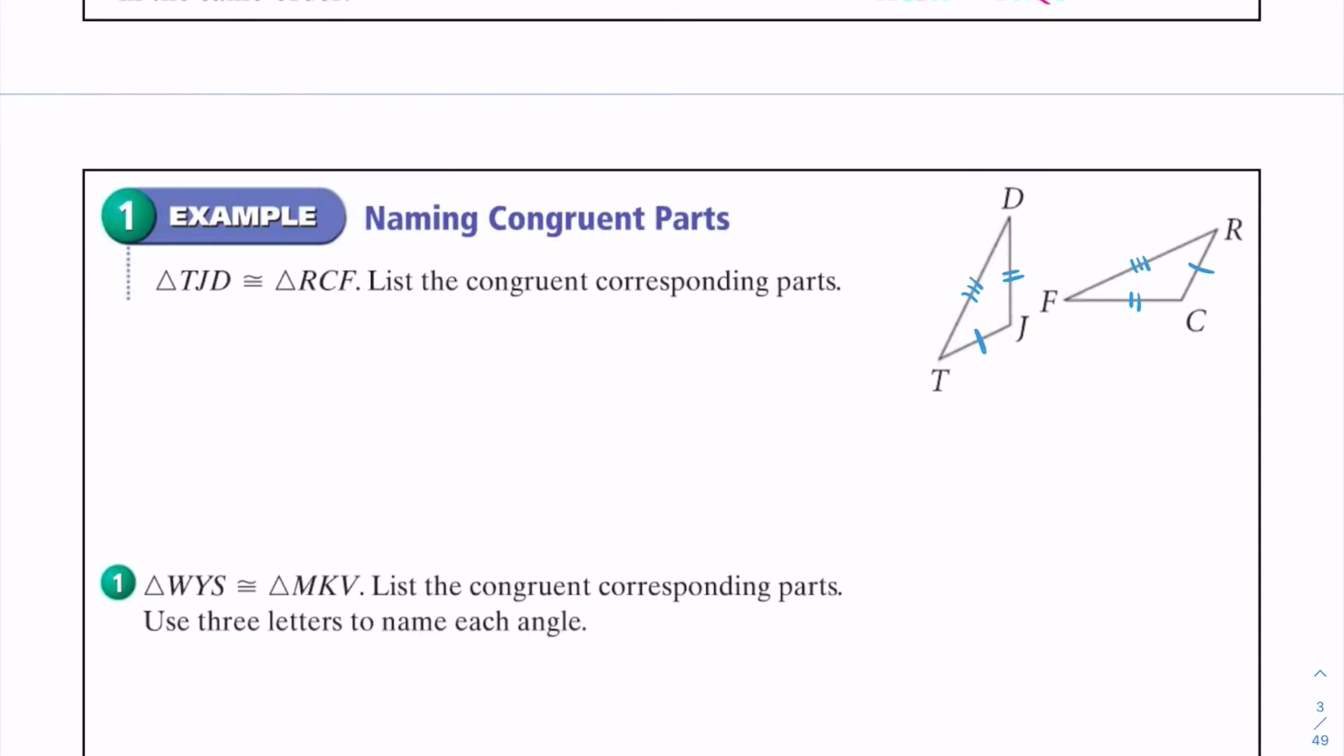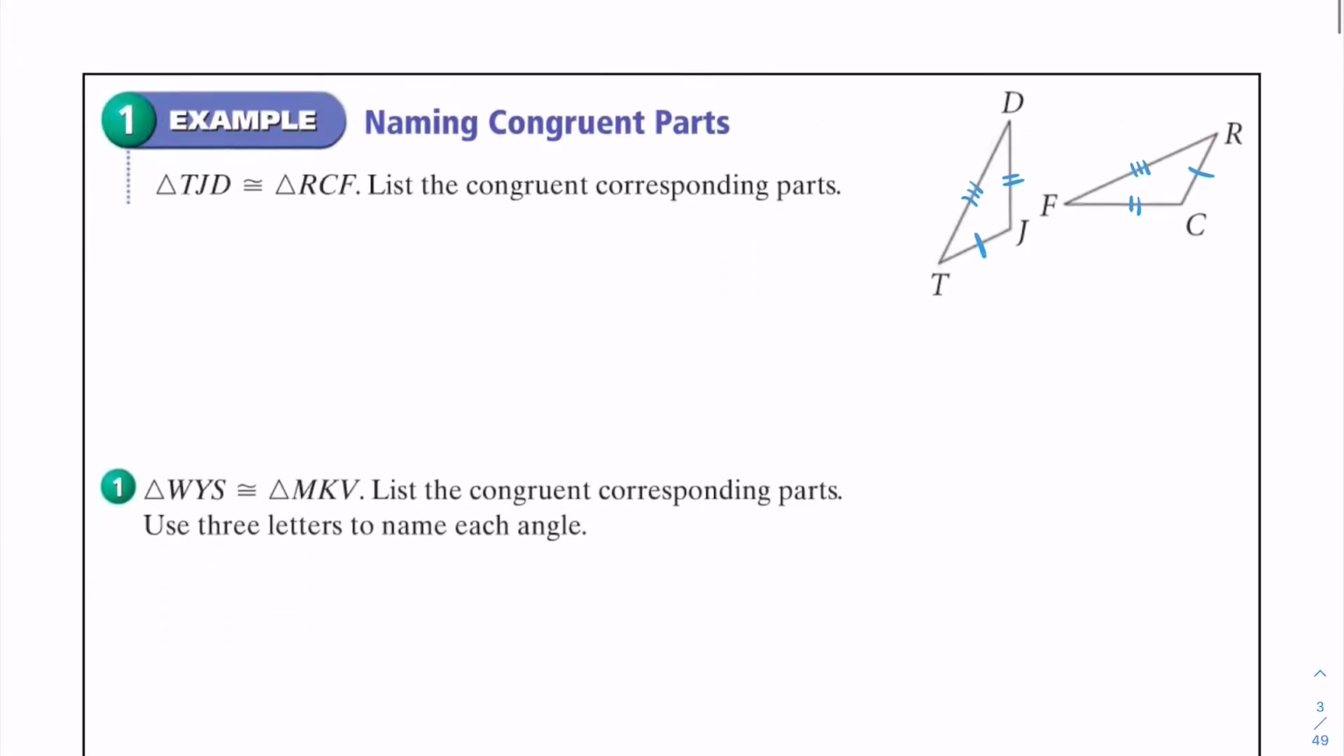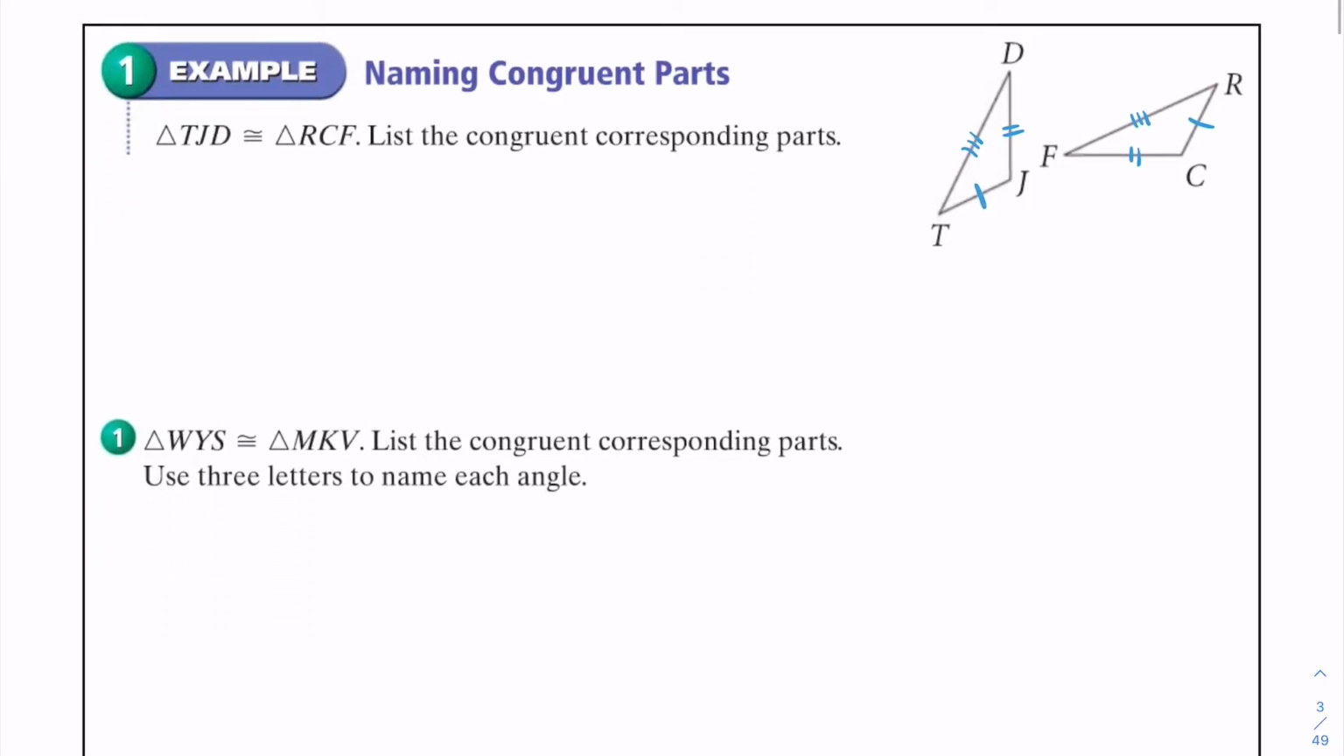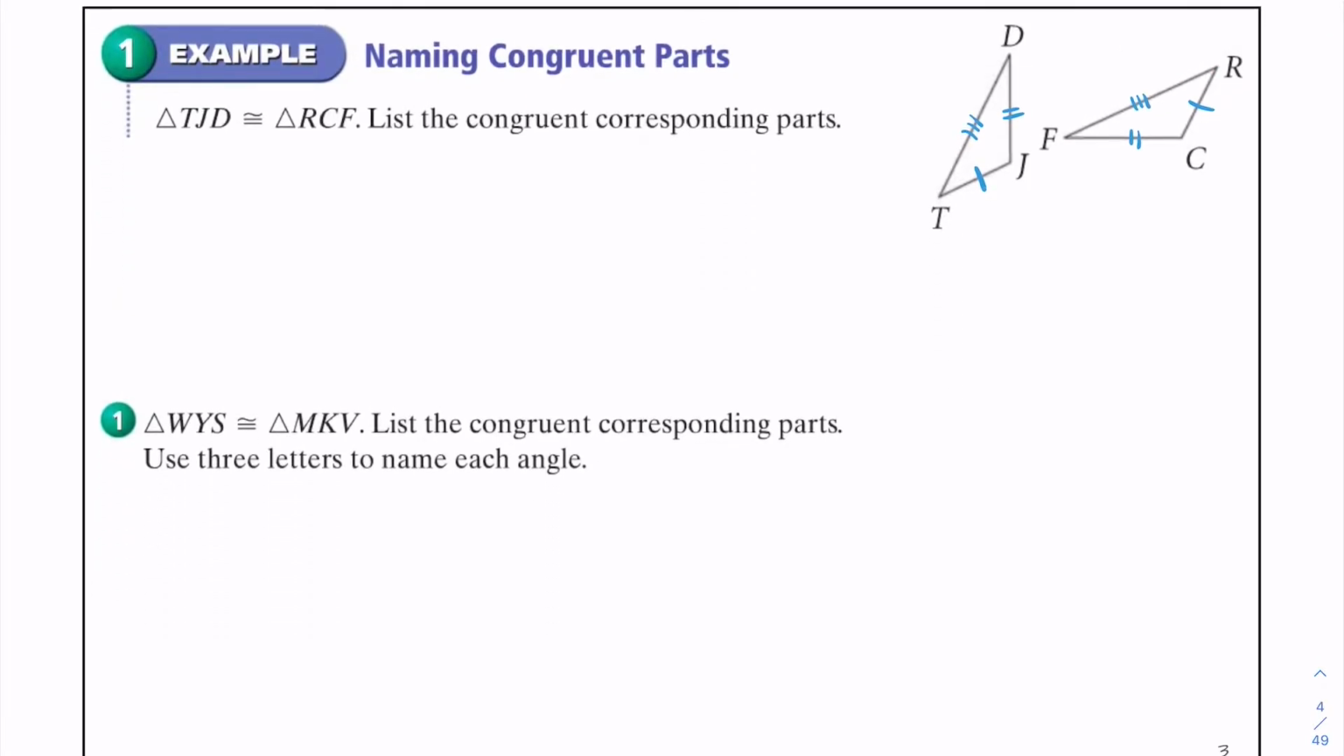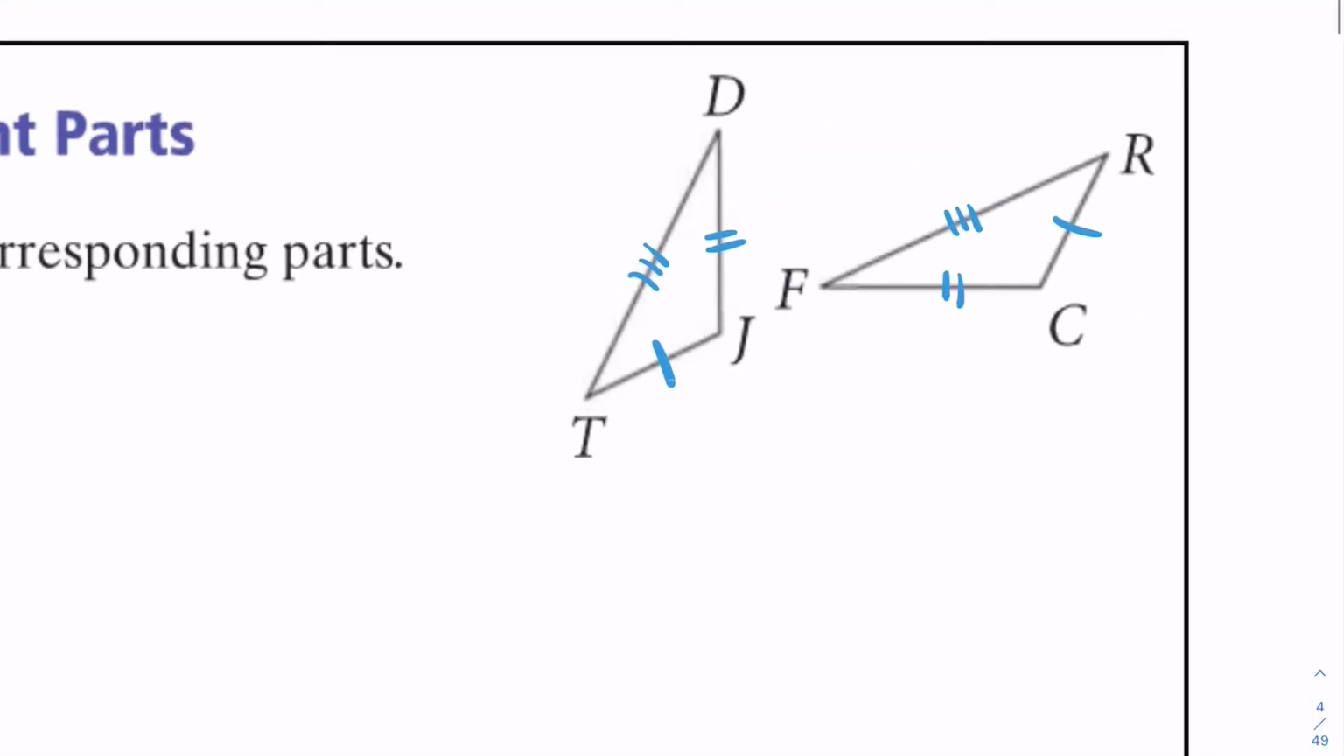JD and CF. So JD is the second one, and CF is the second one as well. Okay, and then DT and FR are also congruent. And so next we can do our angles.